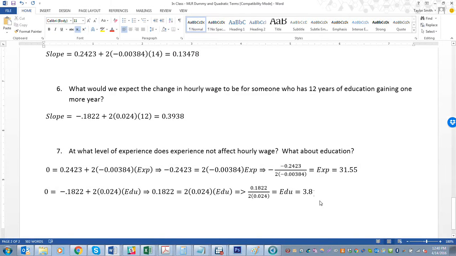All right. So what that is telling us is that at 3.8 years of education, that's not changing your pay. What we saw a minute ago is that at 12 years of education, it was a positive effect. So basically everything after 4 years of education is going to be increasing your pay. Don't worry about how to really interpret that. The main thing is that there's no effect on pay at 3.8 years of education. After that, it's a positive effect, and so it'll be raising your pay.